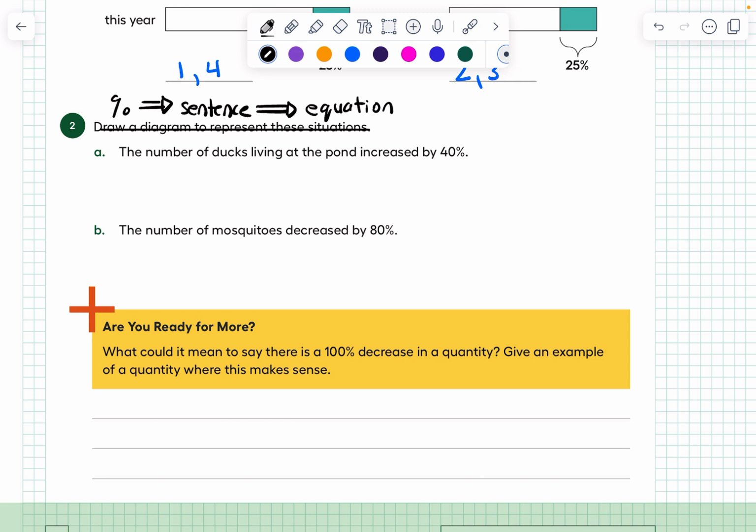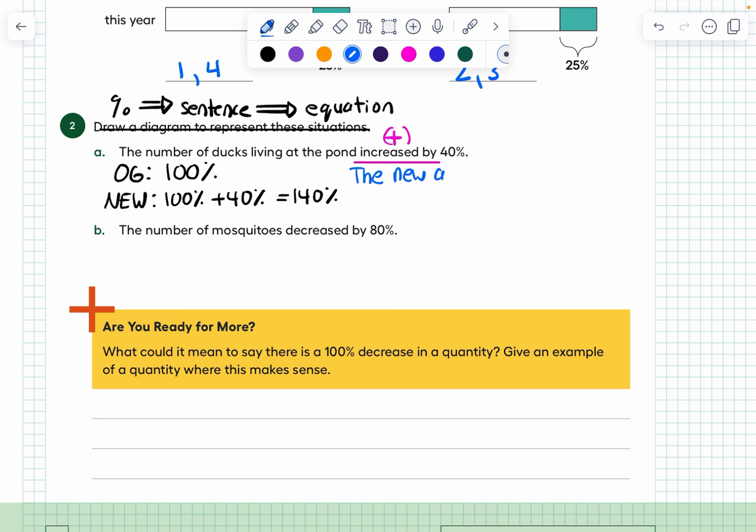So on A, it says the number of ducks living at the pond increased by 40%. If you have an increase, that means you're adding. So the OG would be represented by 100%. And the new, since it's an increase by 40, that means we would have to take 100% plus 40% to get 140%. So my sentence would be the new amount is 140% of the OG.